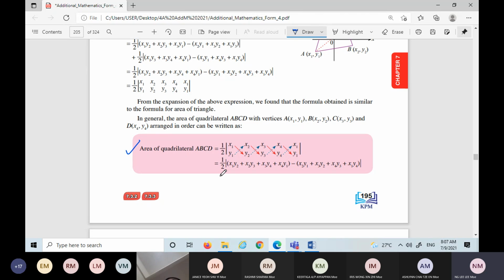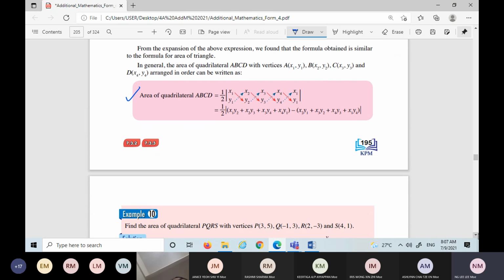And then remember the modulus. The concept is all the same. If anti-clockwise, the answer should be positive, and if clockwise, the answer should be negative, if you arrange the points anti-clockwise or clockwise. So this one is the same as yesterday. Now we look at this example.